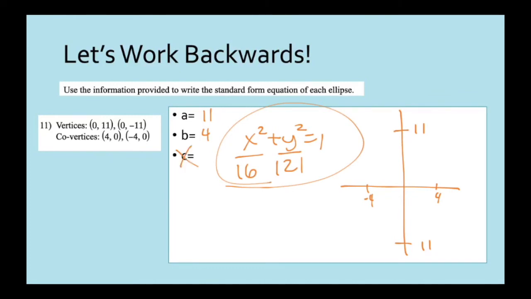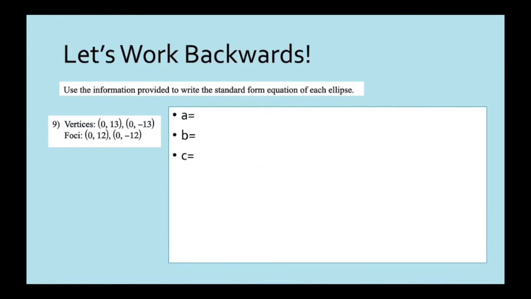Let's do another one. This time we're given the vertices and the foci. I am going to draw it. So I have (0, 13) and (0, -13). These are my vertices. That means that a is 13. And my foci are at (0, 12) and (0, -12). This is my c value.